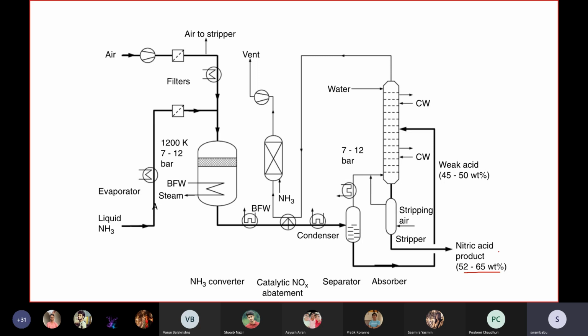Sorry, it's already 11 o'clock. I will explain why we are using this in the next class. Apart from that, this is a simple process flow to produce nitric acid. I hope you're able to understand, and I am giving you some details which you are learning. So with that, I stop here for today's class, and thank you very much.